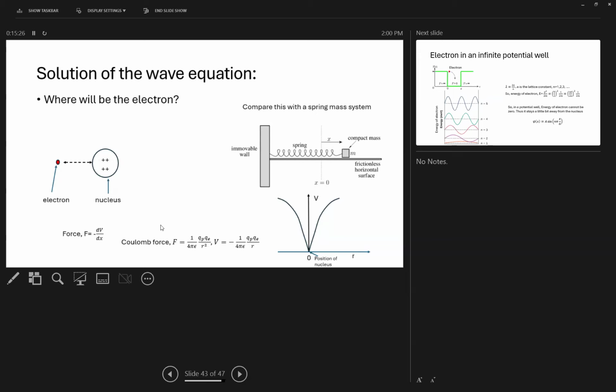Okay, so look at that. When R goes to 0, the potential energy goes to negative infinity. When R goes to infinity, potential energy goes to 0. Okay, so this is how it will look like.